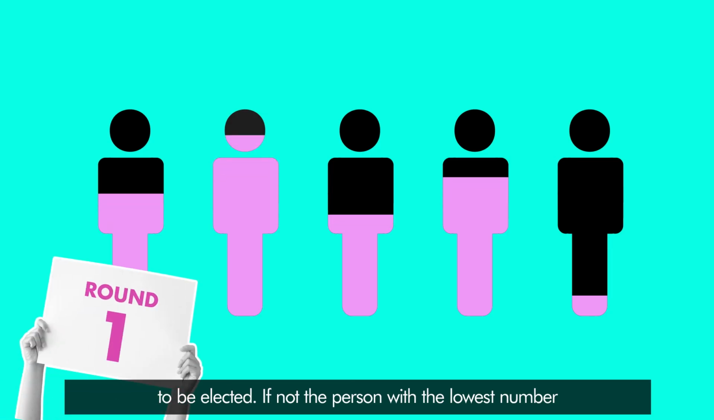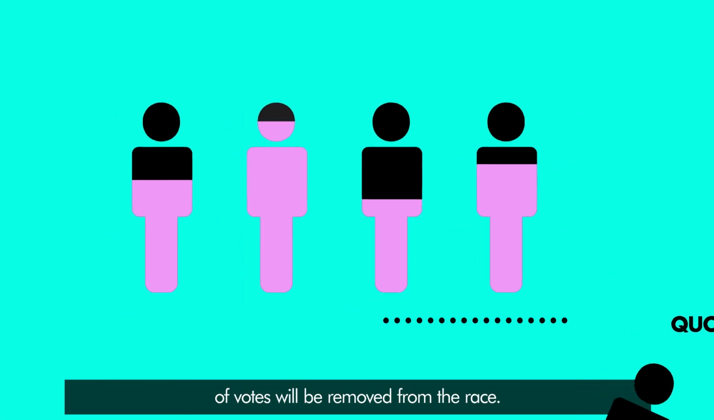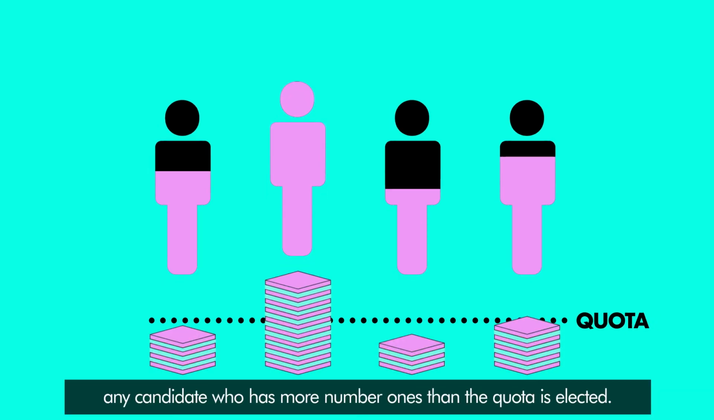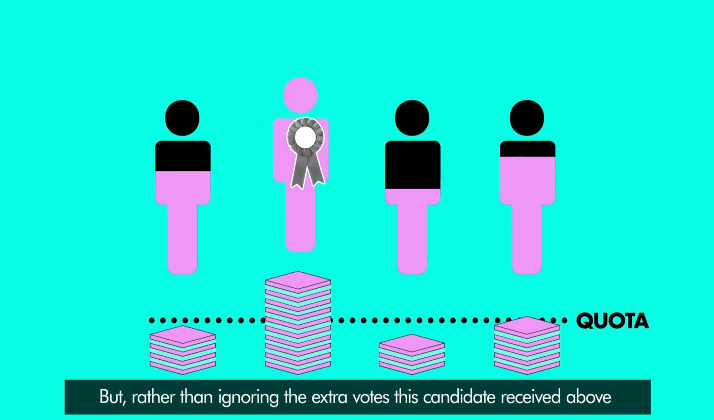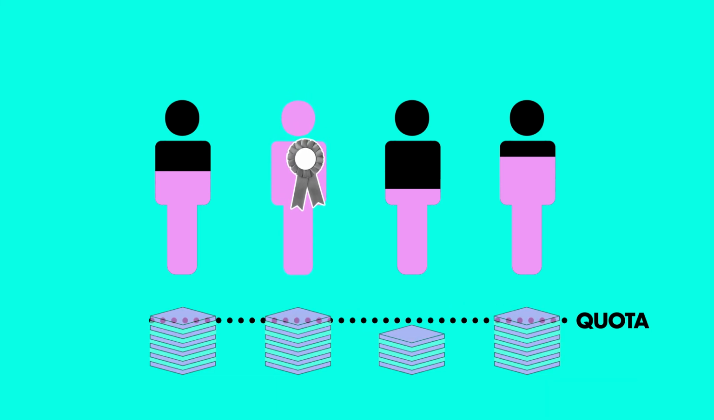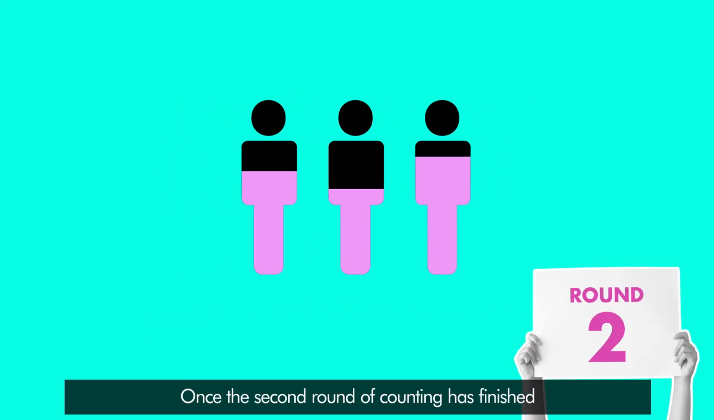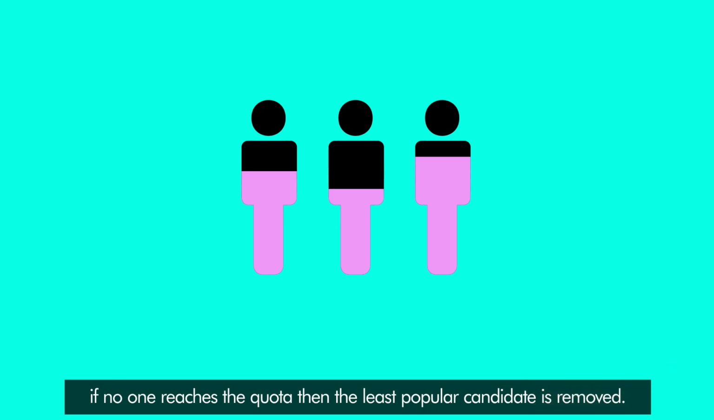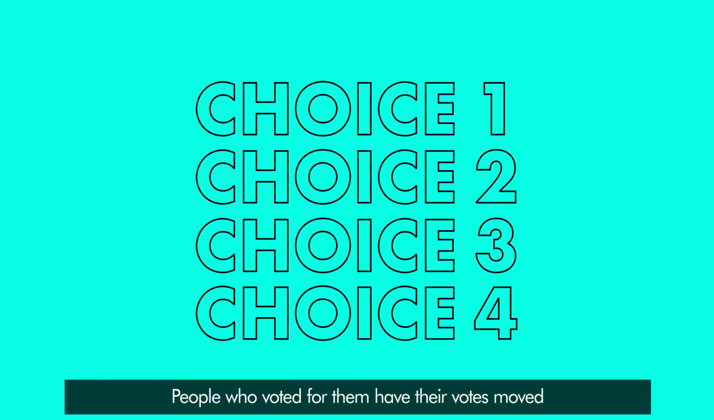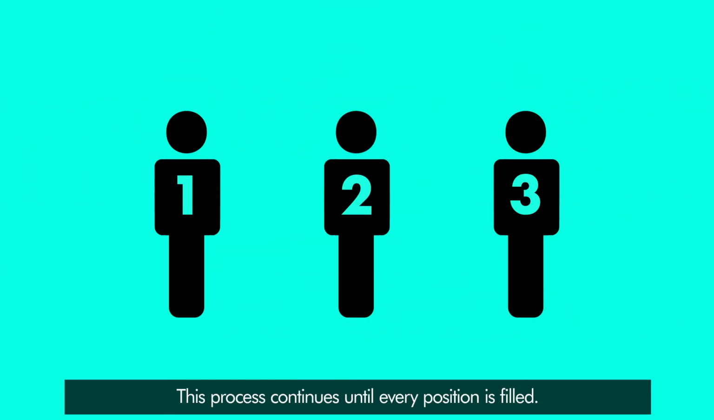If not, the person with the lowest number of votes will be removed from the race. For example, once the first round of counting has finished, any candidate who has more number ones than the quota is elected. But rather than ignoring the extra votes this candidate received above the quota, these votes move to each voter's second favourite candidate. Once the second round of counting is finished, if no one reaches the quota, then the least popular candidate is removed. People who voted for them have their votes moved to their second favourite candidate. This process continues until every position is filled.